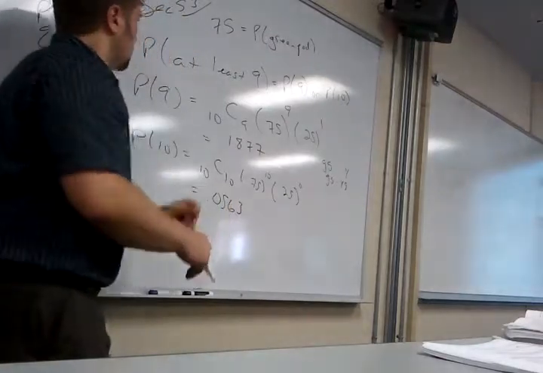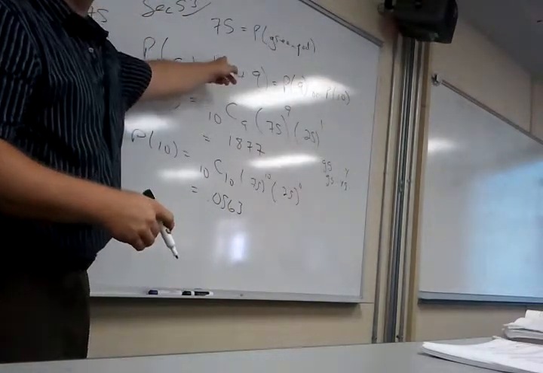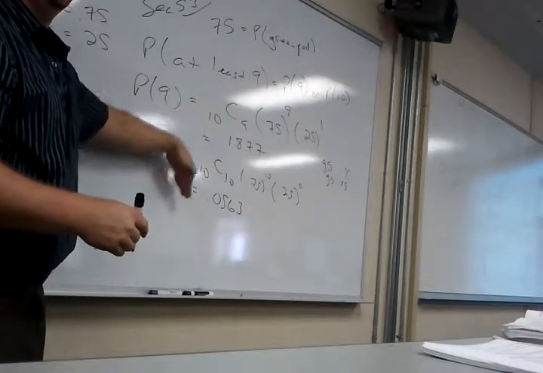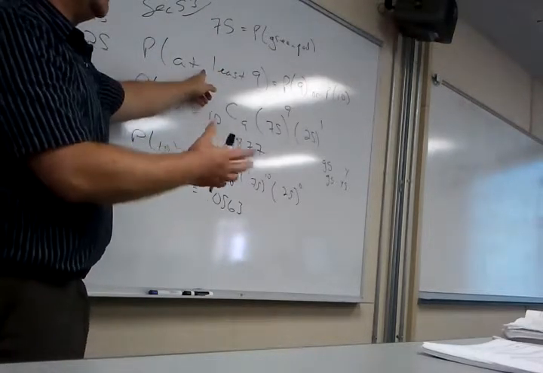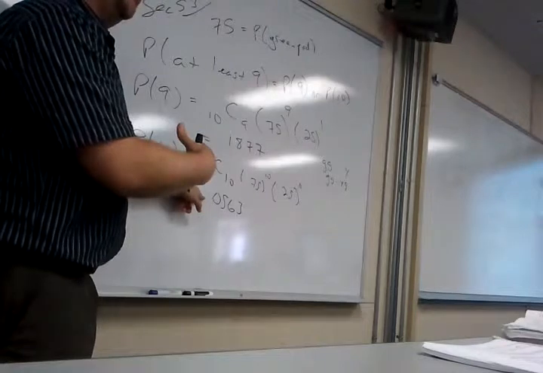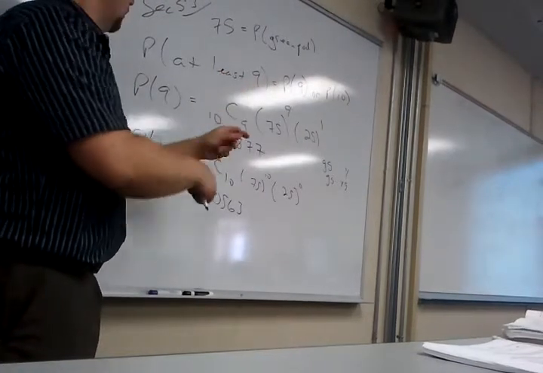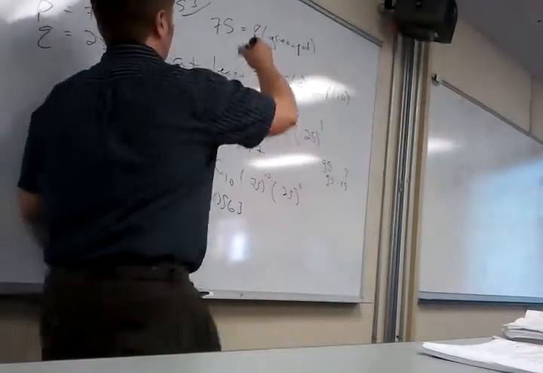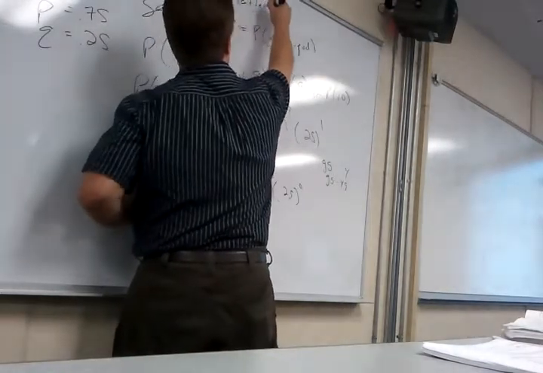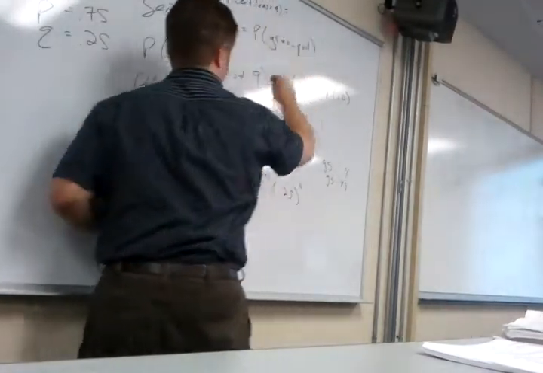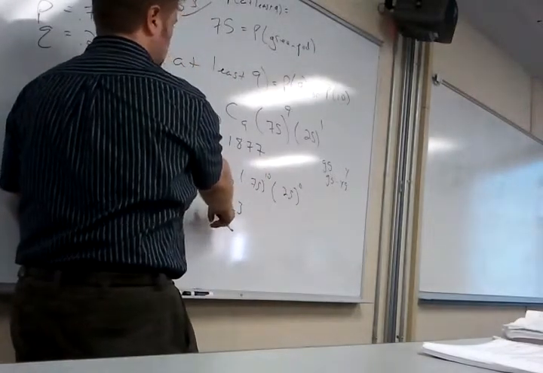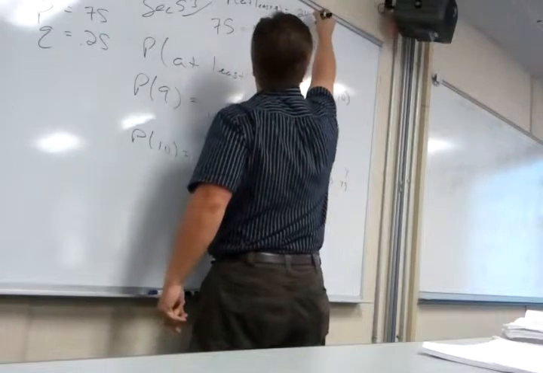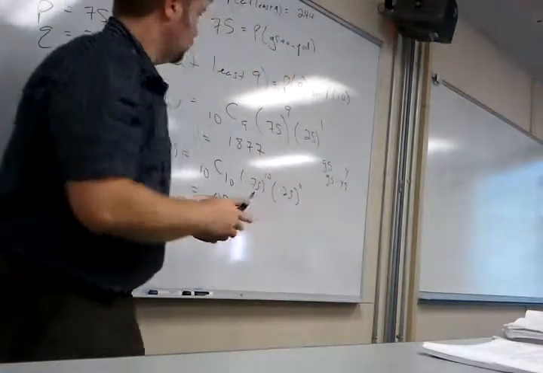So you get 0.0563. So what's the answer to the real question up here then? What do you have to do? Add those two together. Probability of at least 9 is 9 or 10, and "or" means add. So this plus this. 0.1877 plus 0.0563 is 0.2440. Cool.